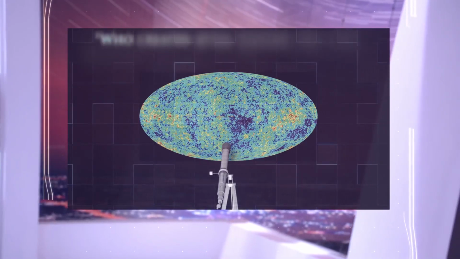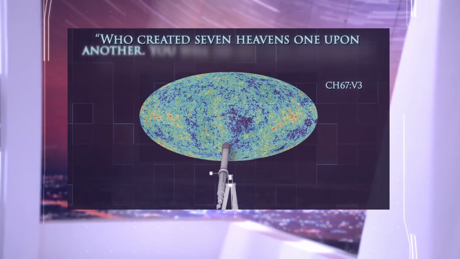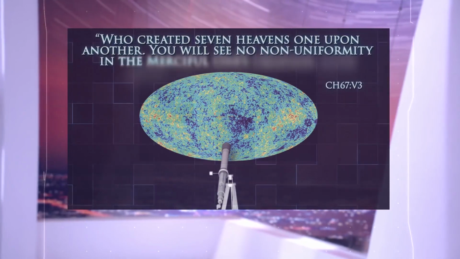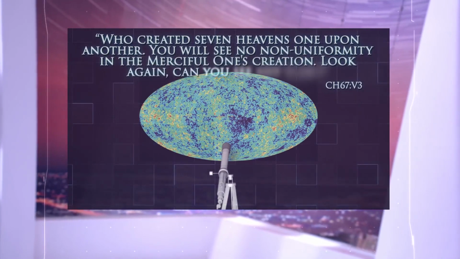Now, would you believe that the Holy Quran told us 1400 years ago that we can observe this uniformity by doing the same exercise of looking through space eras, when it stated, "Who created 7 heavens one upon another, you will see no non-uniformity in the Merciful One's creation. Look again, can you see any flaw?" This uniformity among the universe's distant regions led physicists to come to an important conclusion in the Big Bang Theory, that these distant regions of the universe we see now must have been in contact with each other in the past prior to cosmic inflation.